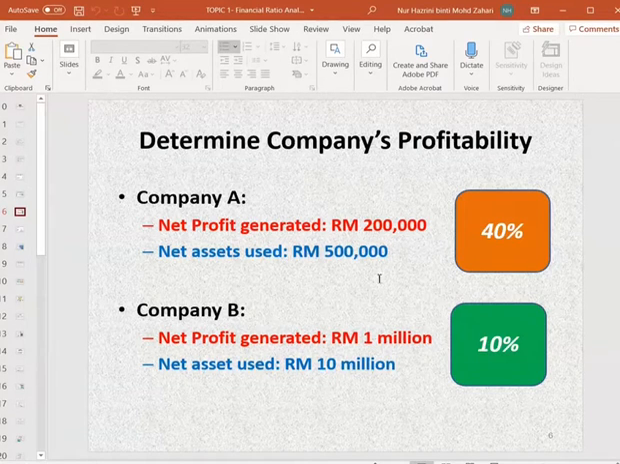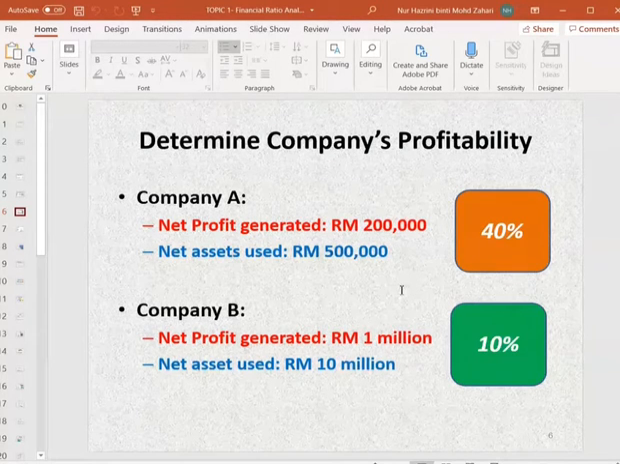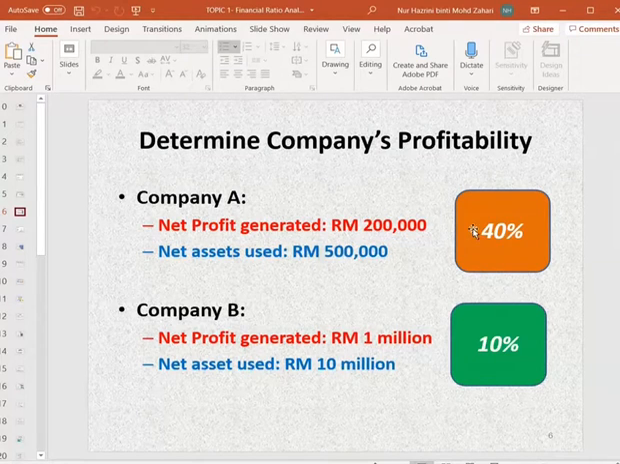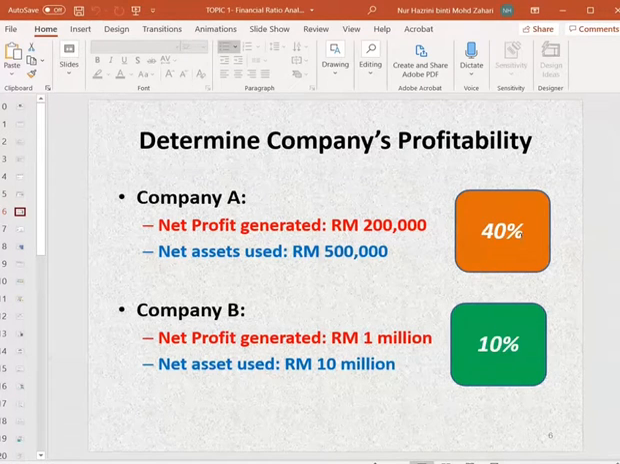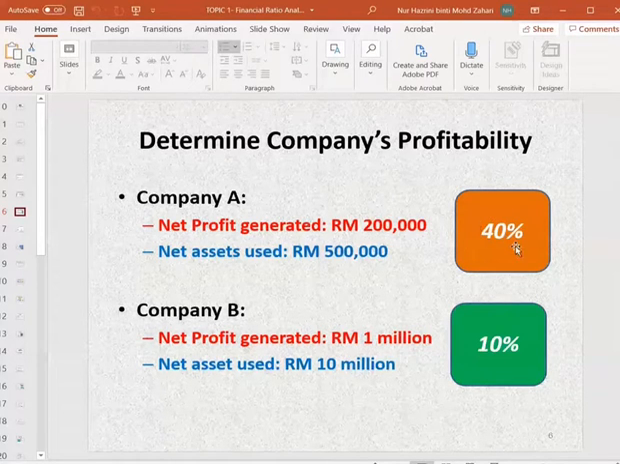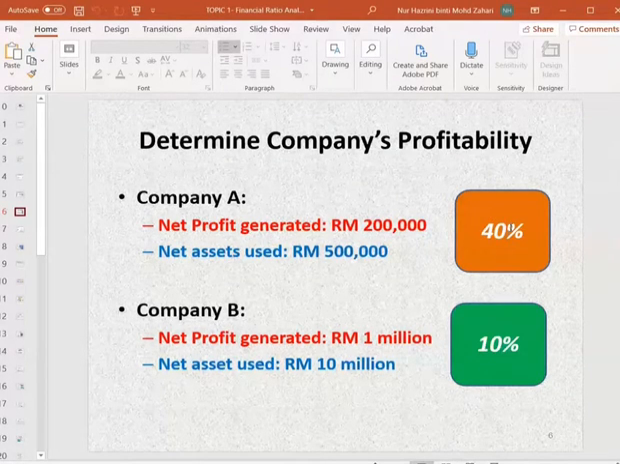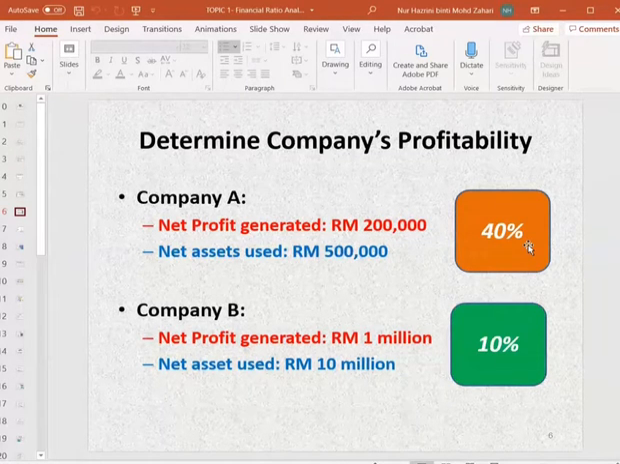So if you just look at the figure in RM, it is really hard to tell. But if you calculate in ratio, then you can see which one is better. So this is the return on asset. We get a return on asset of 40% for company A. So how to read this 40%? This 40% basically indicates that from every 1 ringgit that you invested to buy your asset, you can generate 40 cents of profit.